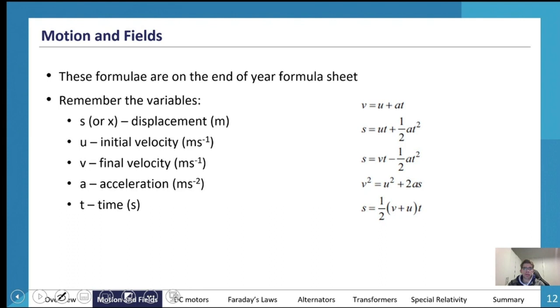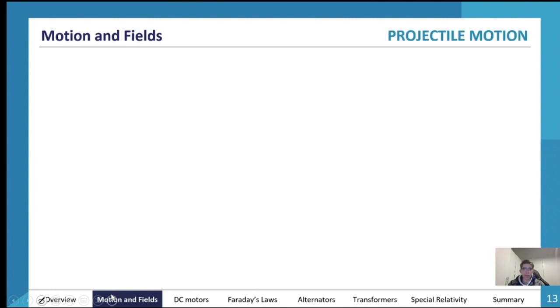Now remember that the variables are displacement, which is measured in meters. I prefer using x, not s. u is the initial velocity in meters per second. v is the final velocity in meters per second. a is the acceleration and t is the time. And time is measured in seconds, of course.